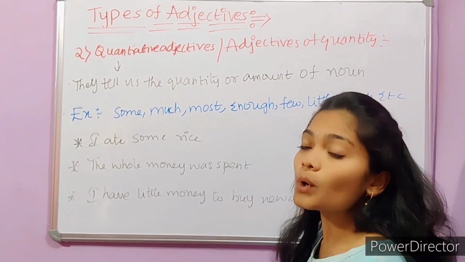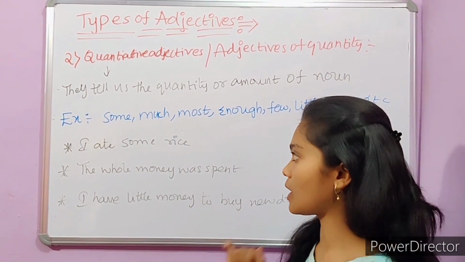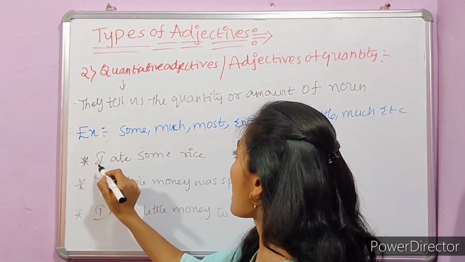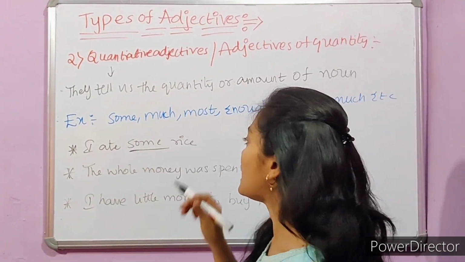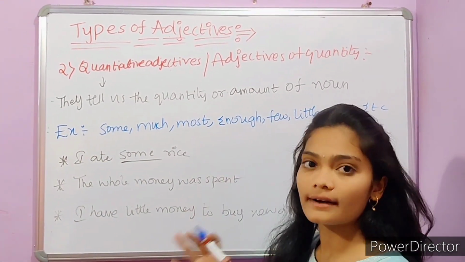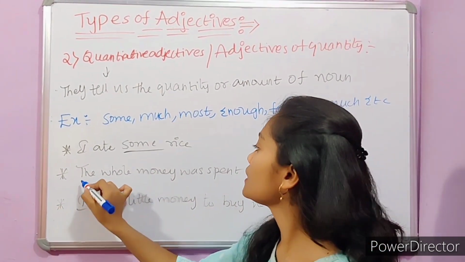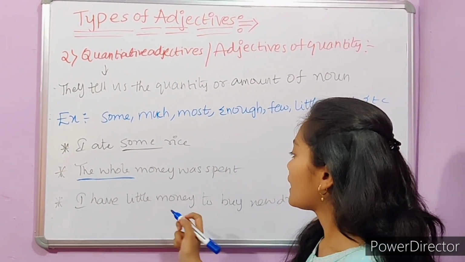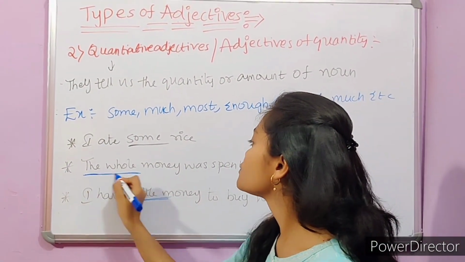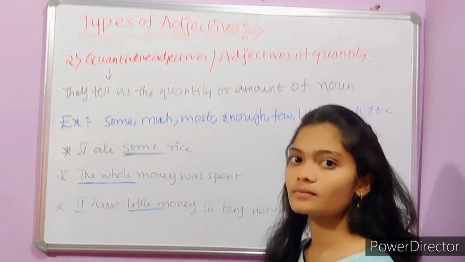Quantitative adjectives. What do they tell us? They tell us the amount or quantity of a noun. I ate some rice. Here some tells the amount of rice. The whole money was spent. Here the whole tells the amount of money. And here little. These words are the quantitative adjectives.